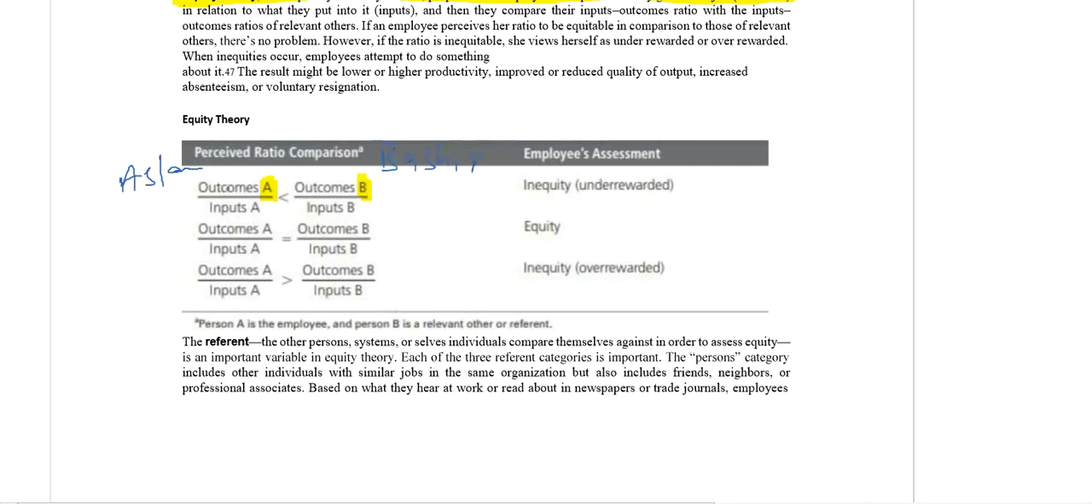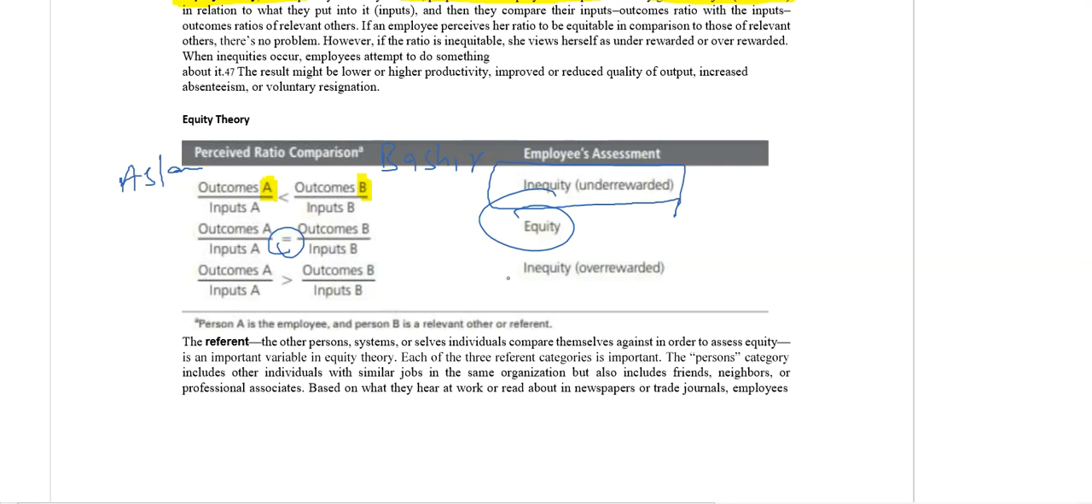If outcome divided by input of Aslam is less than outcome of Bashir divided by input of Bashir, this is inequity. Inequity means under-rewarded. It means Aslam is being paid less than Bashir. Number two, outcome of Aslam divided by input of Aslam is equal to outcome of B divided by input of B. It means it is equal. It means the salary got by Mr. Aslam is equal to the salary and even the workload of Mr. Bashir, then it is equality.